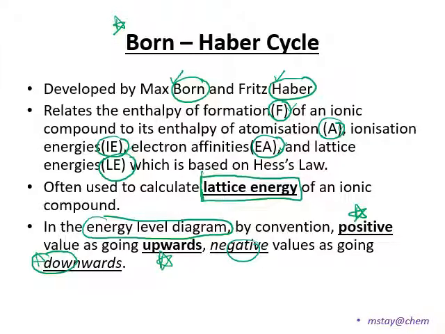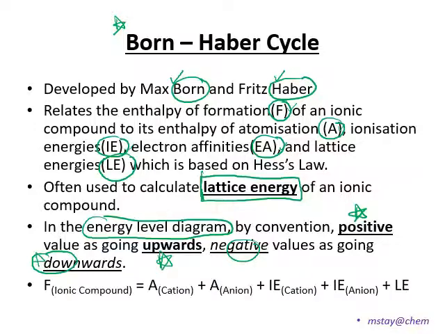So again, before we continue, you might try to remember this. Formation always equals atomization for cation and anion, IE for the cation, and then here should be the EA of the anion, and lattice energy.